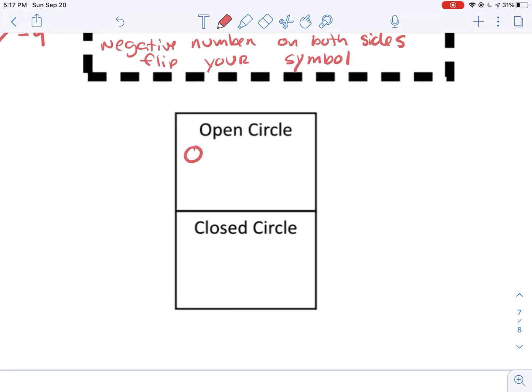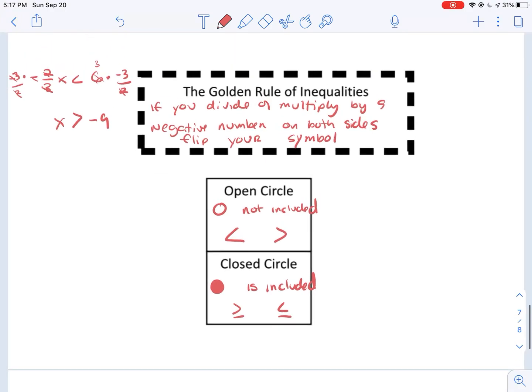Other rules, open circle is that, means not included. Right? It's not shaded, and it is used for strict inequalities, strictly less than, strictly greater than. Closed circle means it's shaded in. That means that value is included. And it is used when we have greater than or equal to or less than or equal to.